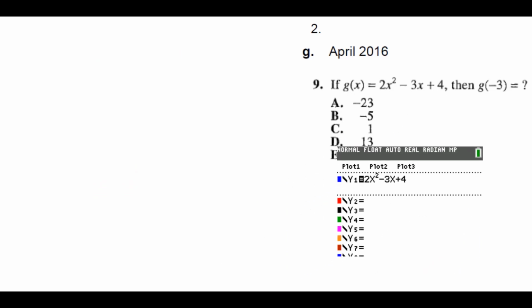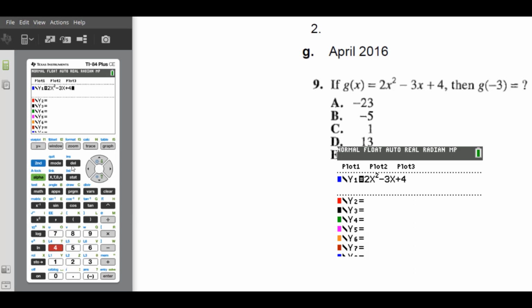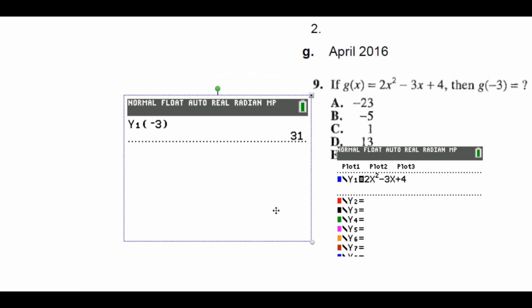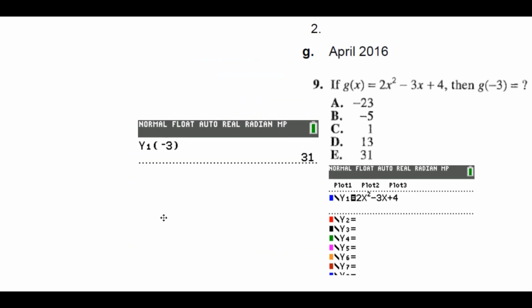And then what I can do is to evaluate this by going off to the home screen. And under alpha trace is where the y variables live. I'm going to press 1 to bring up y1. And just like I can say f of, or g at -3, I can say y1, left parentheses, at -3, right parentheses, which means evaluate the expression in y1, but substitute -3 in for x. And here we get 31. So there's our answer, 31, which is letter.